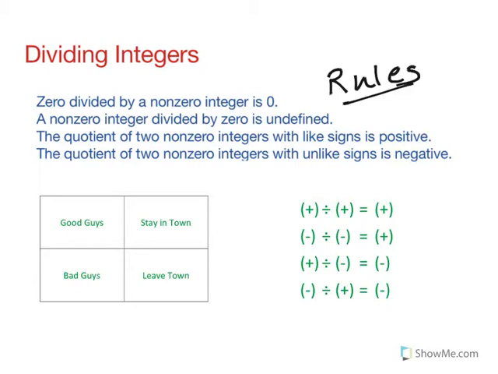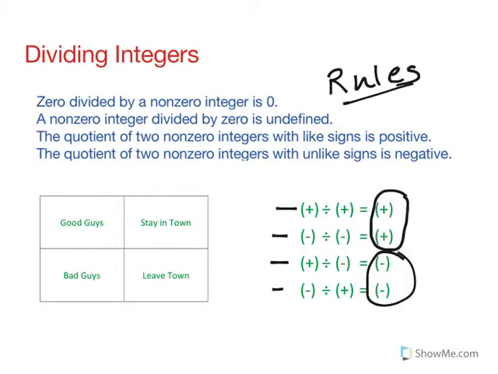A quotient of two non-zero integers with like signs, both positive or both negative, is going to be positive. And the quotient of two non-zero integers with unlike signs, one positive and one negative, is going to be negative.